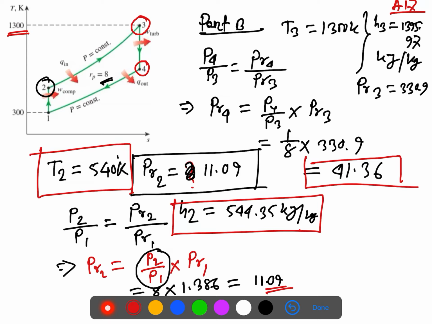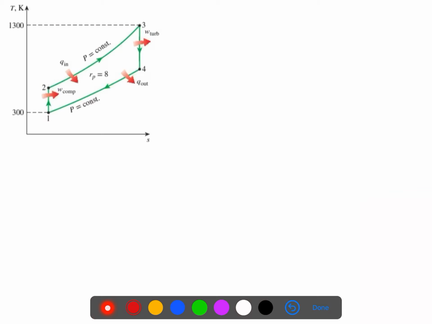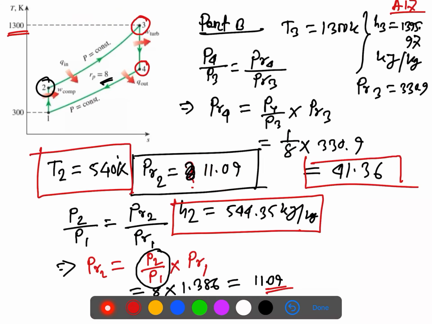So for 41.36, okay, it's not 41, it's 43. So we need to do the interpolations for these two. So we will get the value in between these two. Look here, I thought it's 43.36, it's not, it's 41.36. So we need to do some interpolation for these two and these two, and you know how to do these interpolations. So for the exit temperature T4, it will be actually 770 Kelvin.